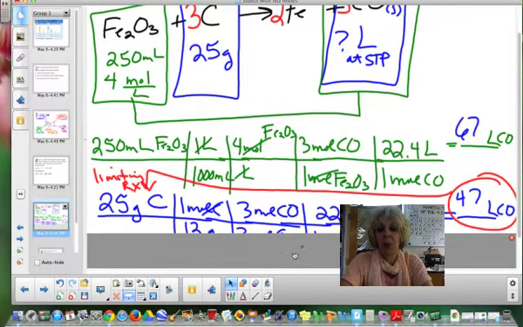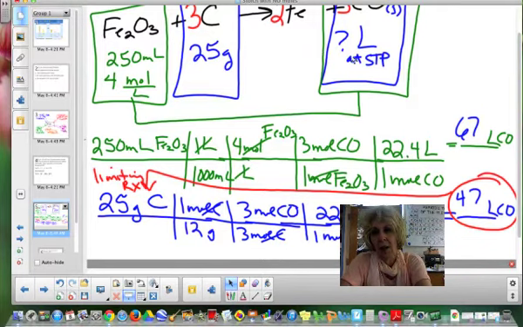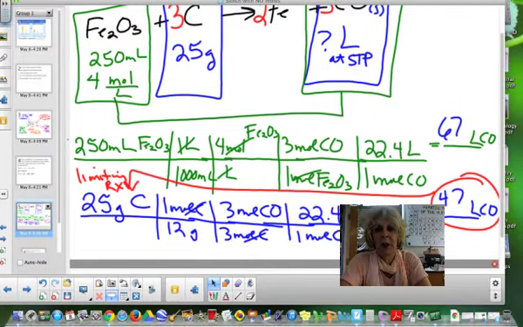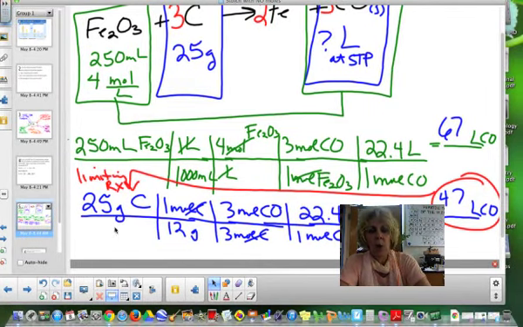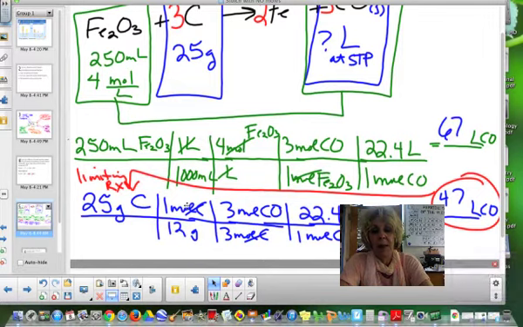Now I'm going to do the blue problem. The blue problem is the cheese. Now I'm going to see if I used up every drop of my carbon, how much carbon monoxide am I going to make? So here I am going to be looking at 25 grams of carbon. I need to get to moles. So I'm going to use my grams, my molar mass of carbon, and now I'm at moles of carbon. Once I get to moles of carbon, I can use my mole ratios. This is the Stoich step.